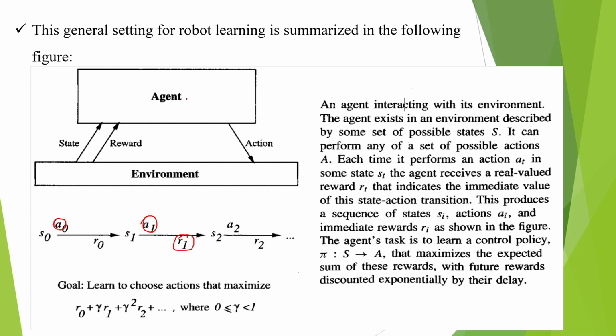So here you can see what the agent does. The agent is always present in the environment, it senses the environment, and based on the environment state, it will select a suitable action to perform, and by performing that action it will gain some reward. That is how the entire setting of reinforcement learning is given in this simple diagram.